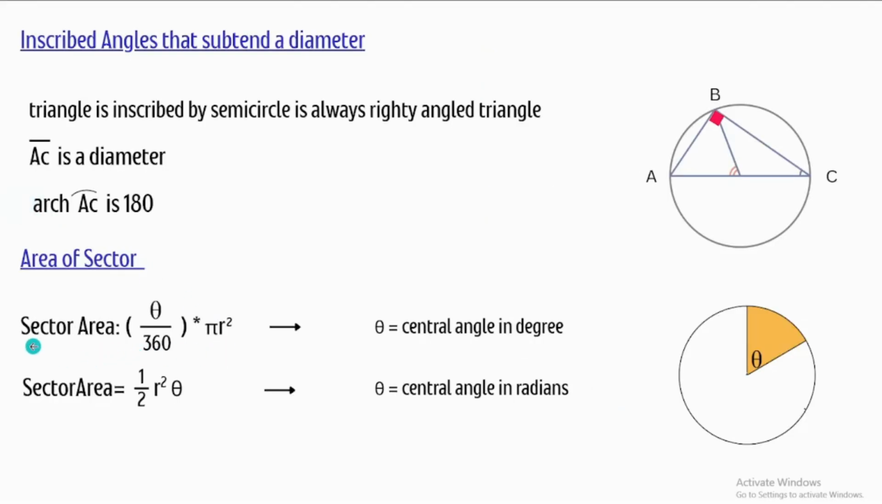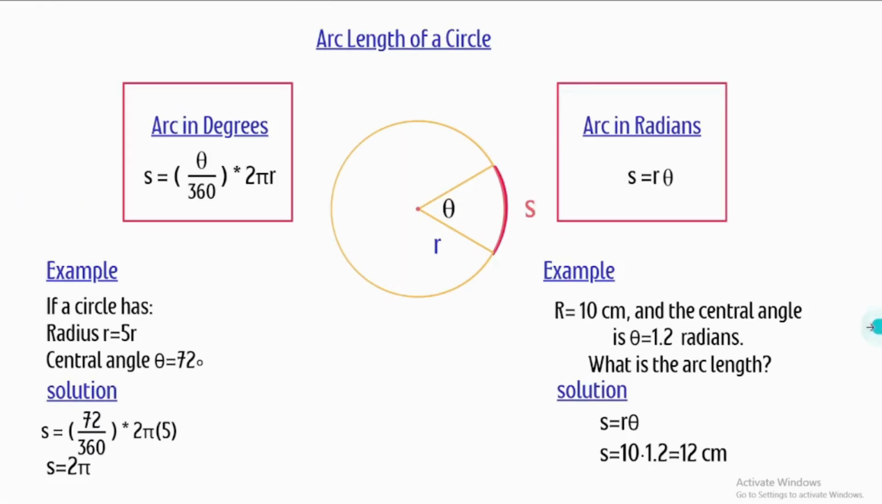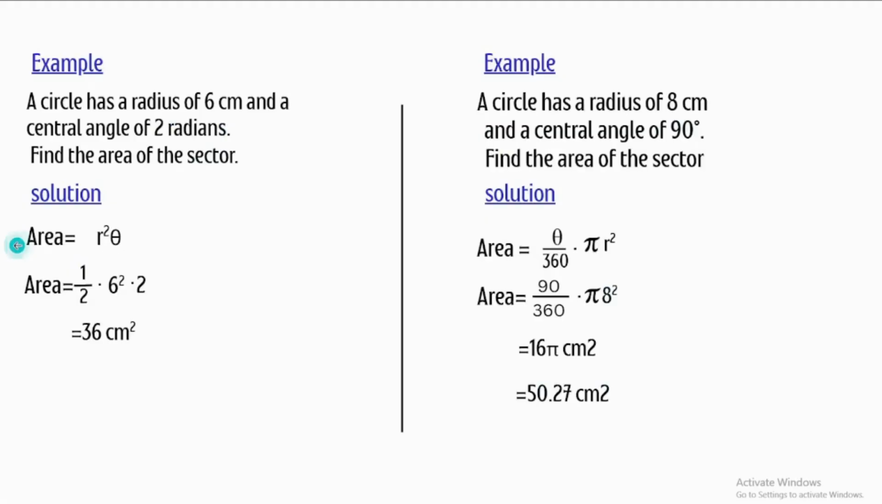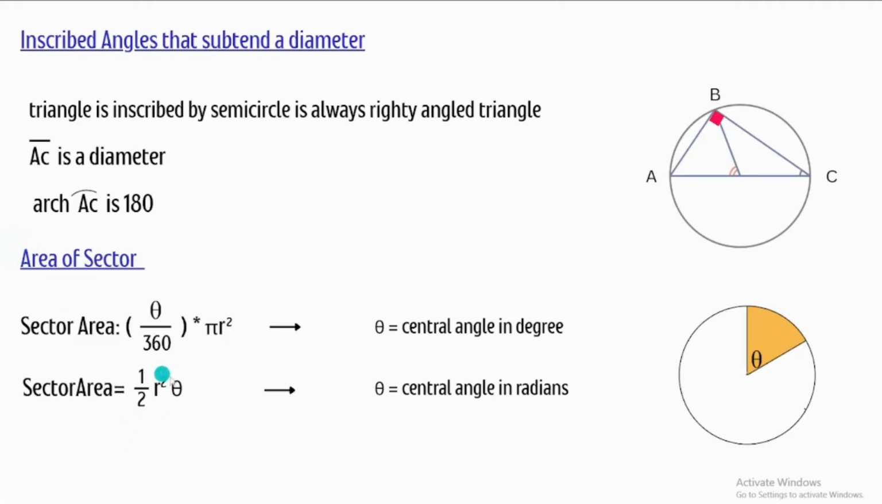Let's see here: the area is theta over 360 times pi r squared in the case of the angle in degrees, and the length of the arc in radians is equal to r theta. The area is half r squared theta.